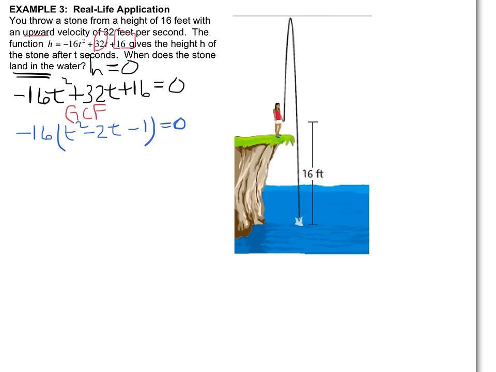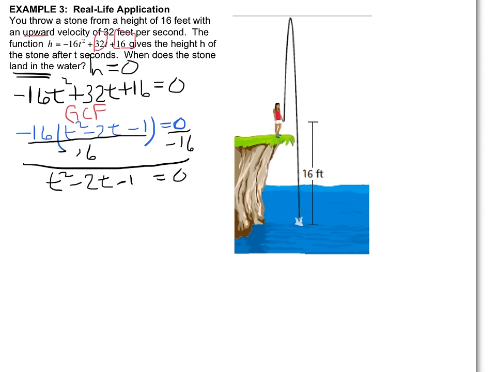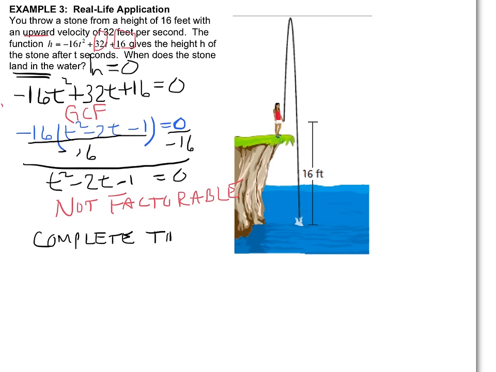I would then think to divide both sides by negative 16, which is basically going to cancel them out on both sides. And I'm left with t squared minus 2t minus 1 equals 0. The problem we have here is this is not factorable. So because it's not factorable, we're going to use one of these other methods: completing the square.